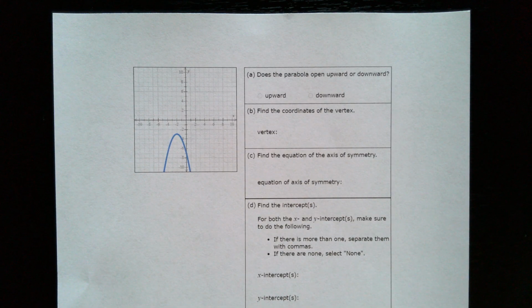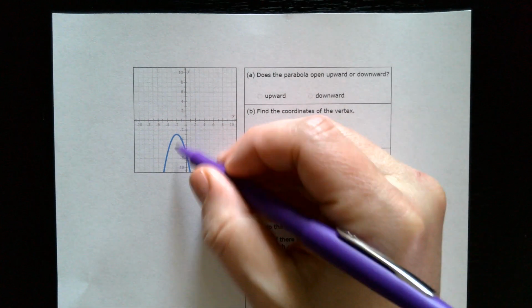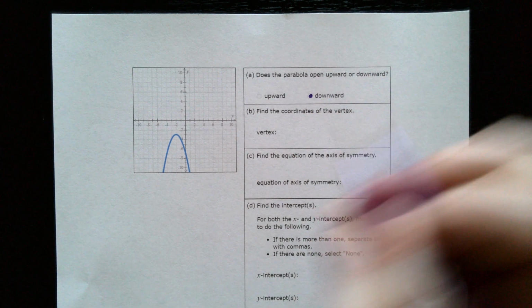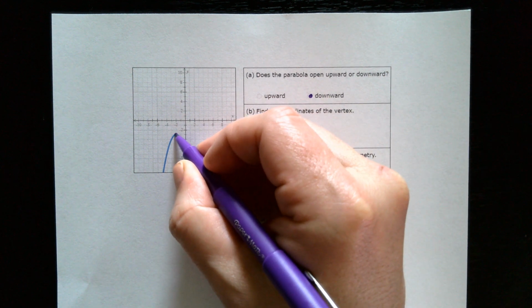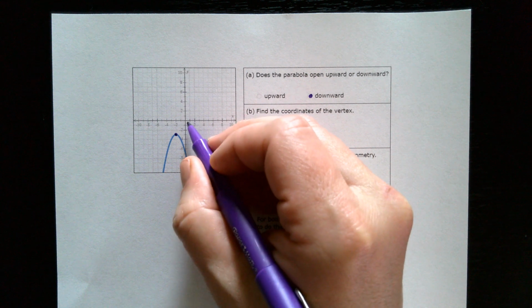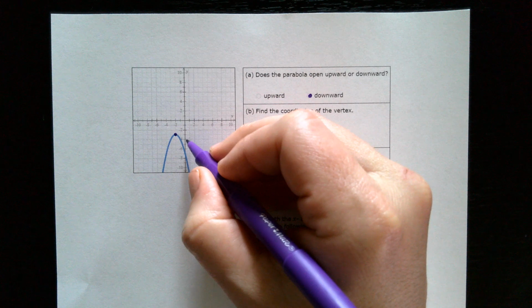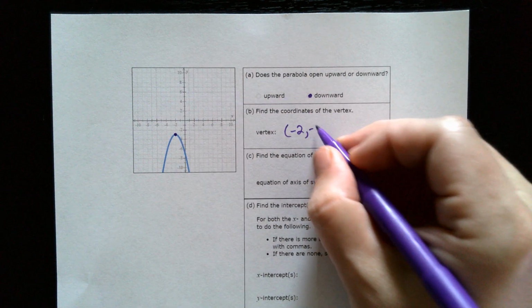One more example on this. We've got a parabola that's facing downward this time because the inside of it right here opens downward. So we would say downward. And the vertex is this point right here. It's the highest point of this graph, so that's -2 on the x, and it looks like -3 on the y.